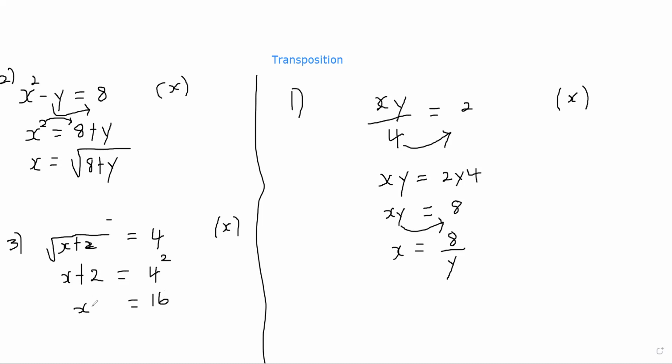And after this, then we take over the 2. We have a positive 2. Take it over, it becomes a negative 2. And we have 16 minus 2. We have 14. X is equal to 14. So you see the reason for understanding transposition is basically to solve questions, to find an answer for an unknown variable, right?